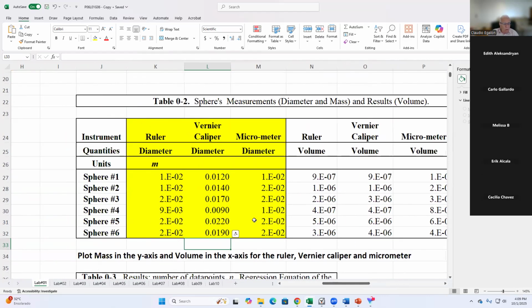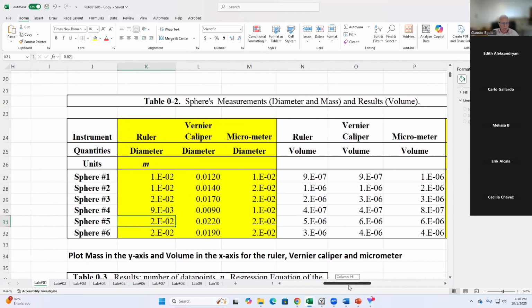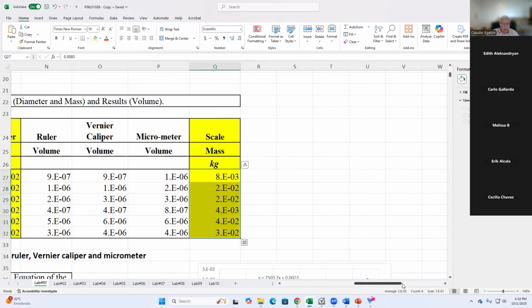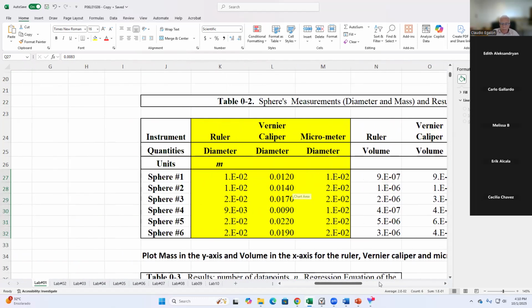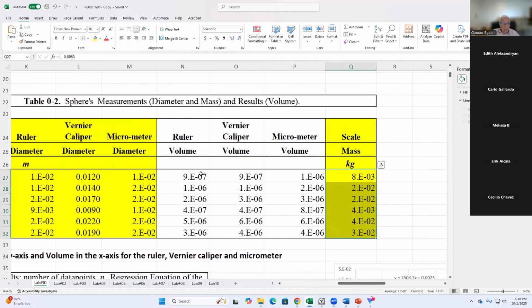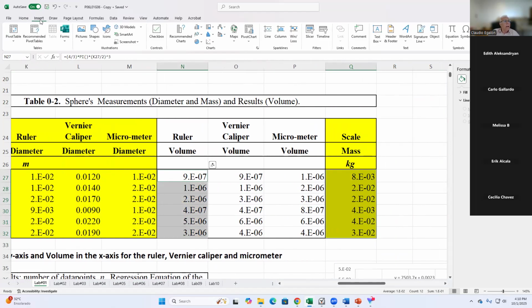What about the rest? See the ruler? The ruler has a better measurement than the vernier caliper, right? So it looks like he screwed up only on the vernier caliper. So much that we have 10 to minus 2 here, right? 10 to minus 2 here. Yeah, so he screwed up only in the vernier caliper. Everything else seems to be okay. So the ruler is correct, right? Yeah, seems to be correct. Let's plot the ruler as well. Don't forget it's the volume, right? Insert.